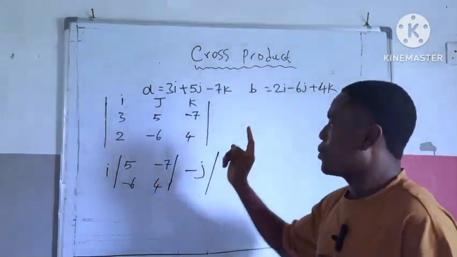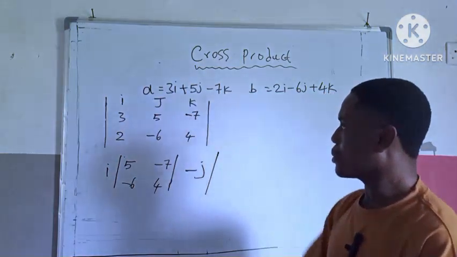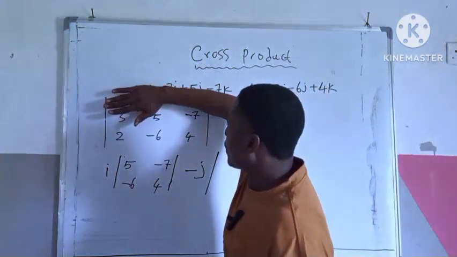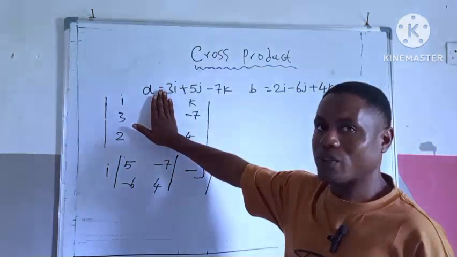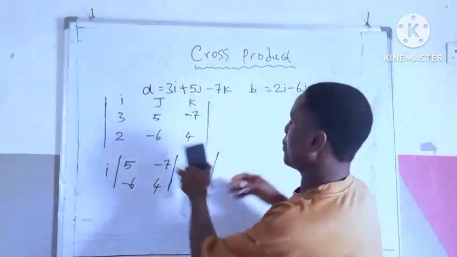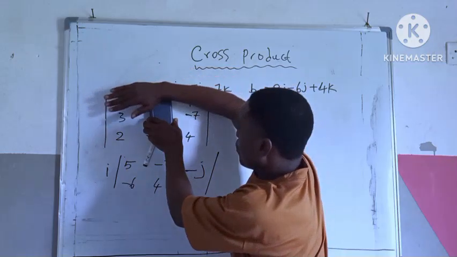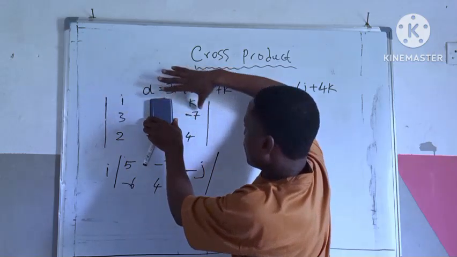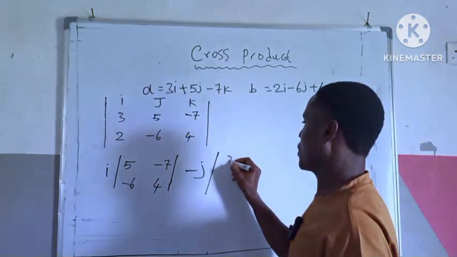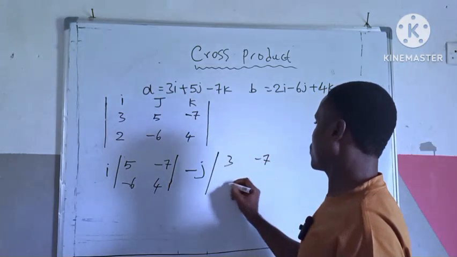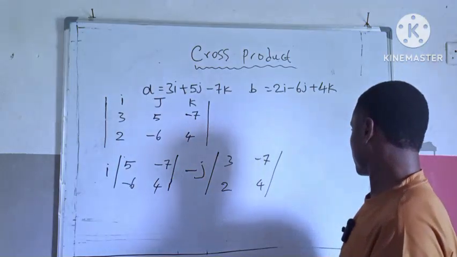So the same thing. The lines where you can find J: you can find J in this horizontal line, right? So you block here, then you block here. Are you getting it now? This line, this top. What are the remaining numbers? That is 3, minus 7, 2 and 4. Abi? 3, minus 7, 2 and 4.